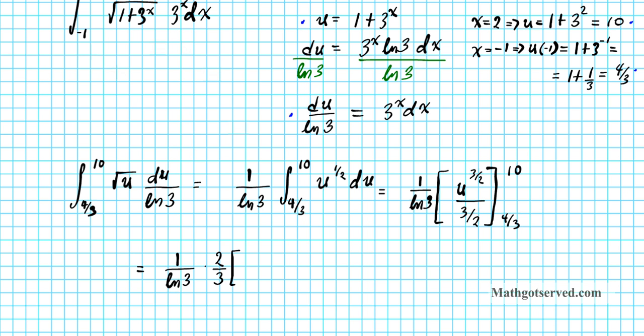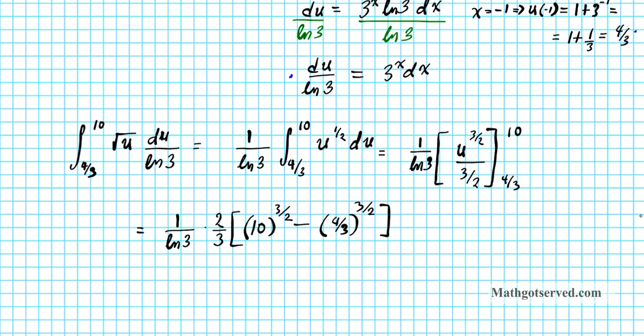Okay, now let's apply FTC part 2 to the numerator. So we're going to have 10. The inner function evaluated at the upper limit, 10 to the 3/2, minus u to the 3/2 evaluated at the lower limit, which is going to be 4/3, raised to the 3/2. All right, so that's what you get when you apply FTC part 2.